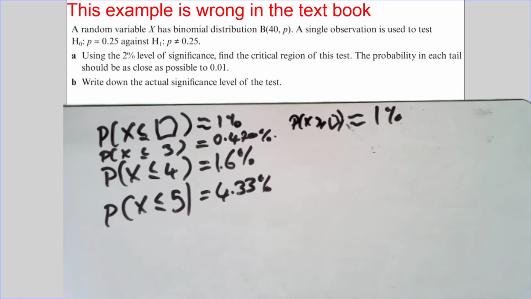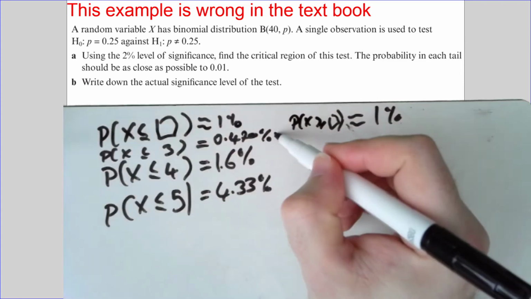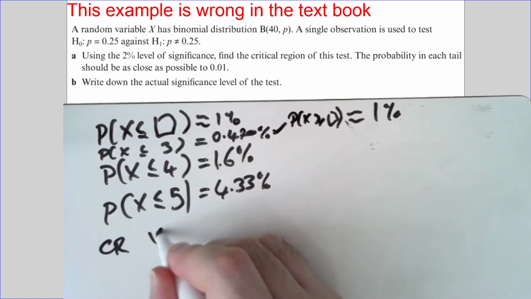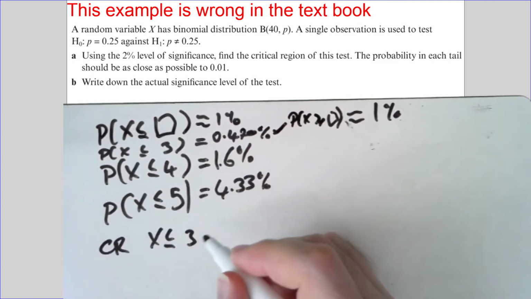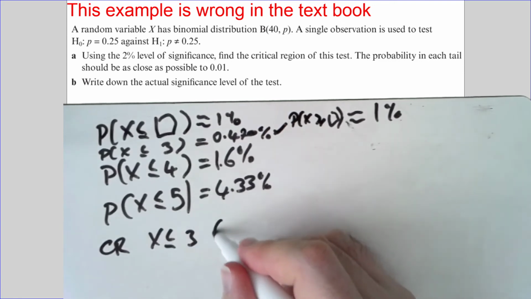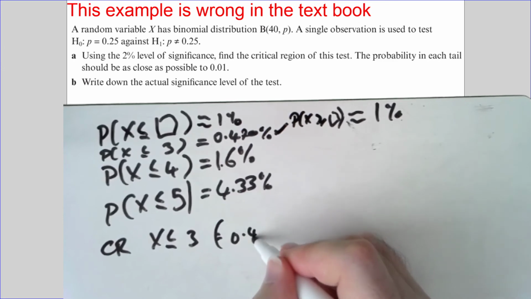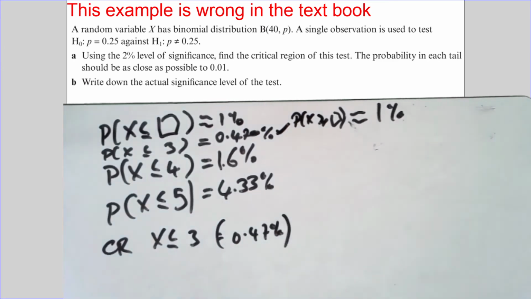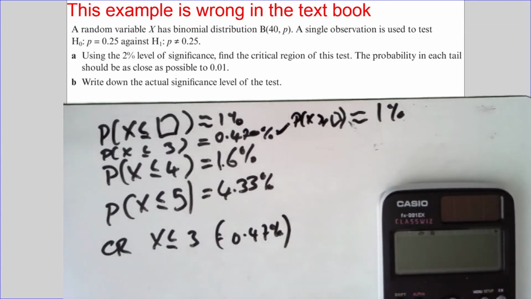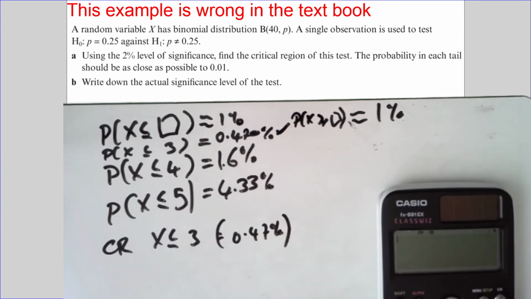So this one here is actually closer. Our first critical region is x is less than or equal to 3, which has a probability of 0.47%. To do the upper critical region, this can be a lot more difficult, because we've got to remember that we've got to do 1 minus. So let's look for some answers, and we're looking for about 0.99.